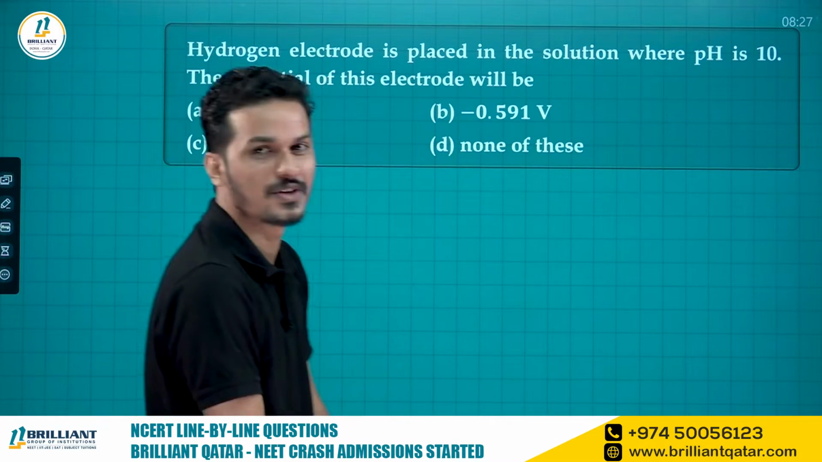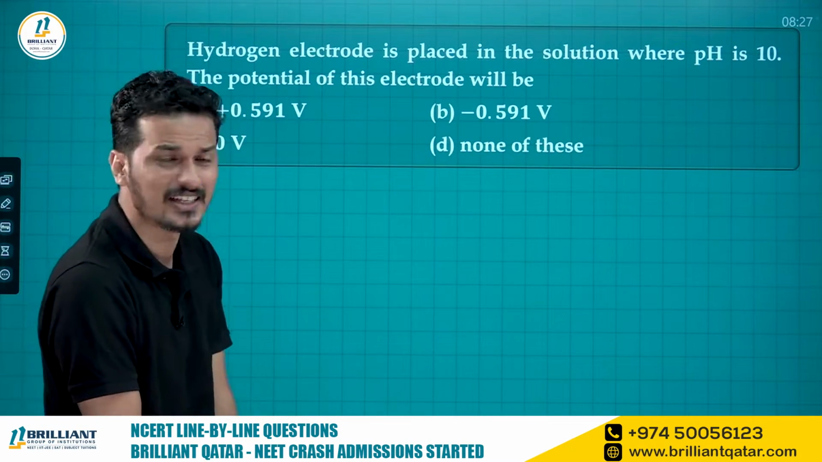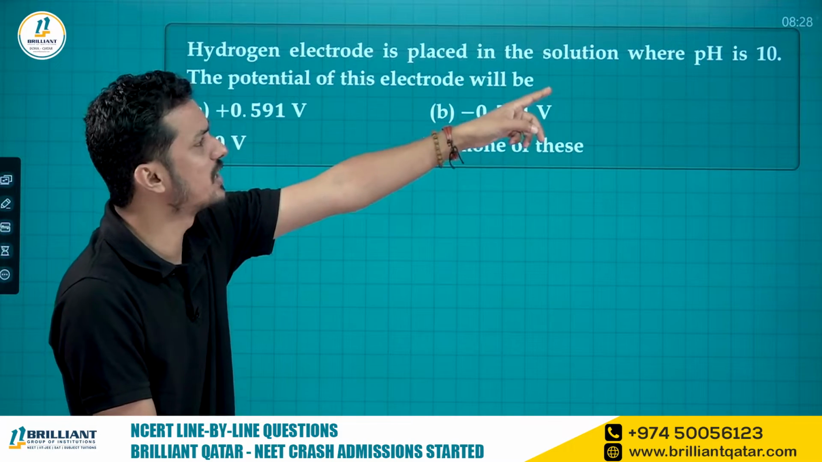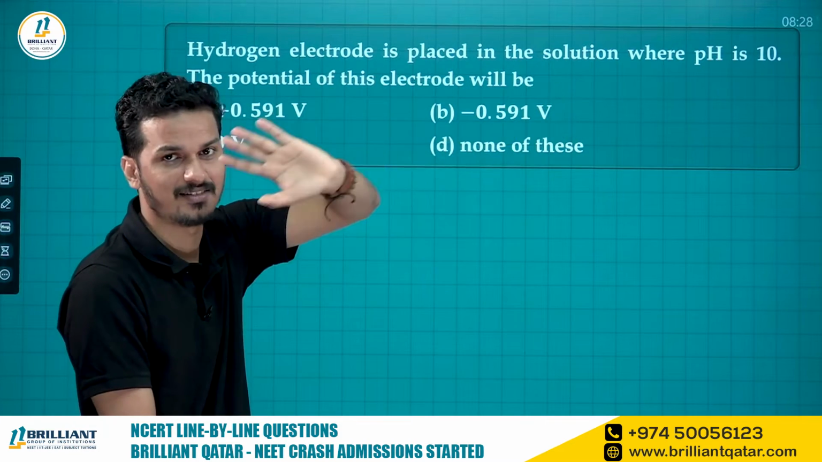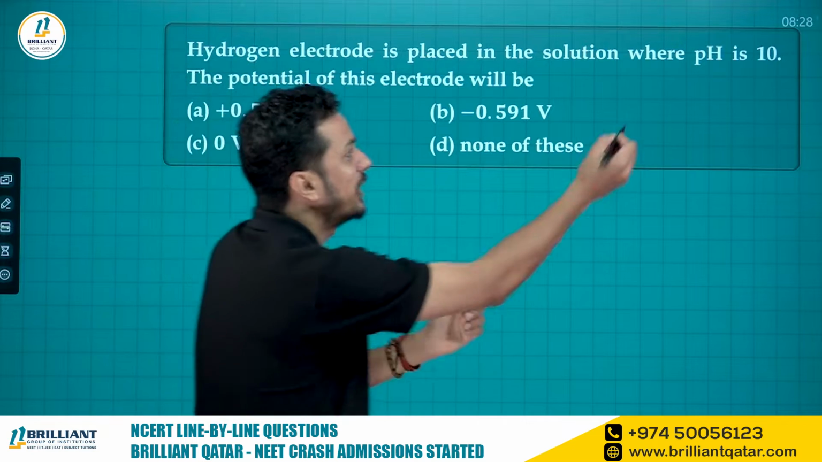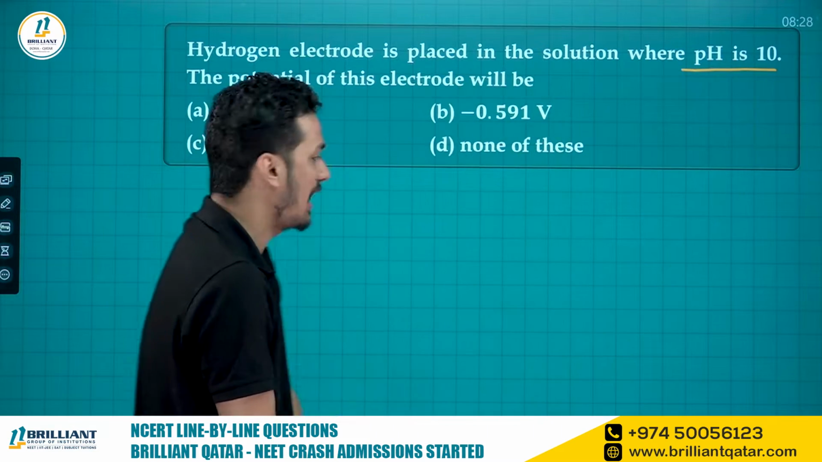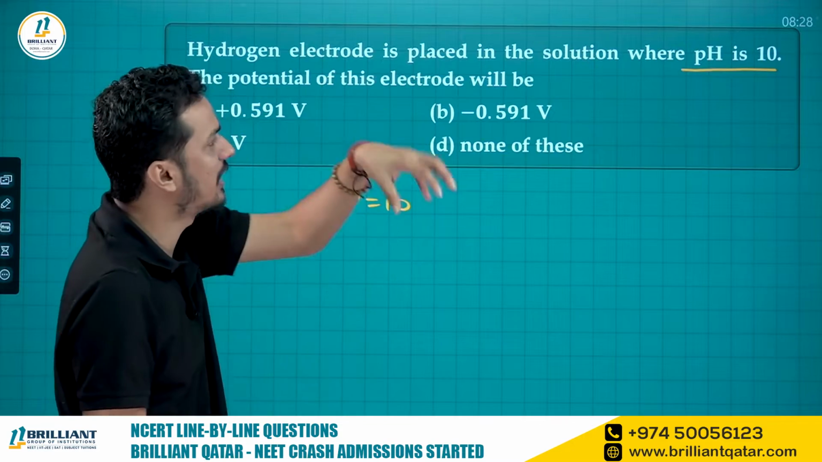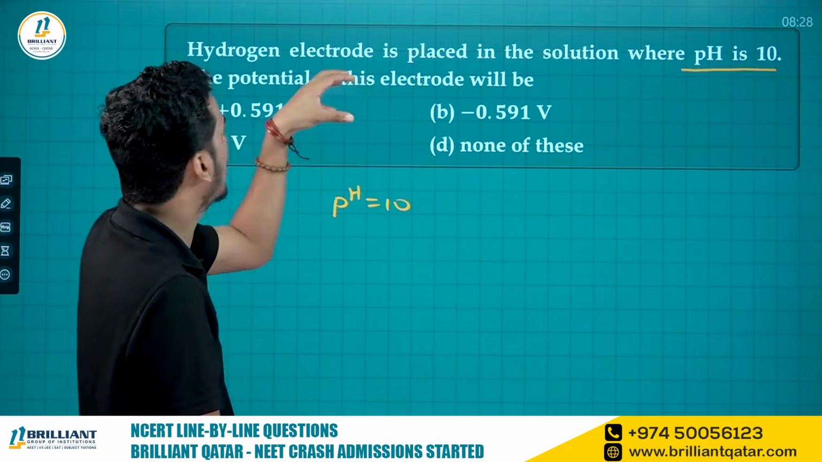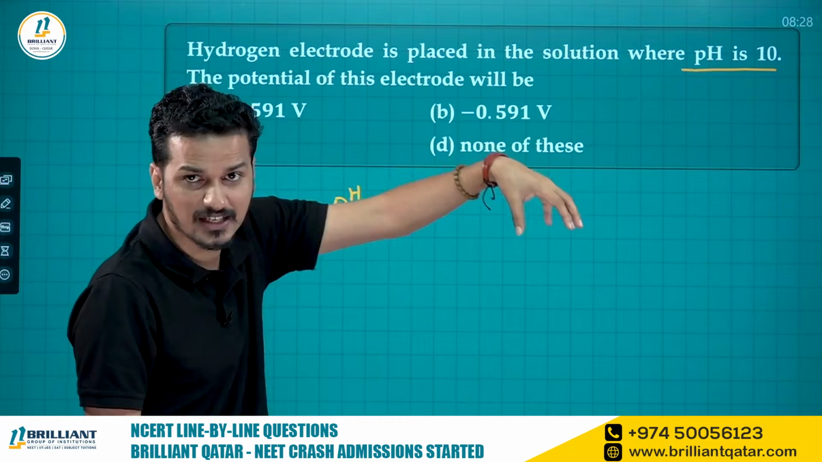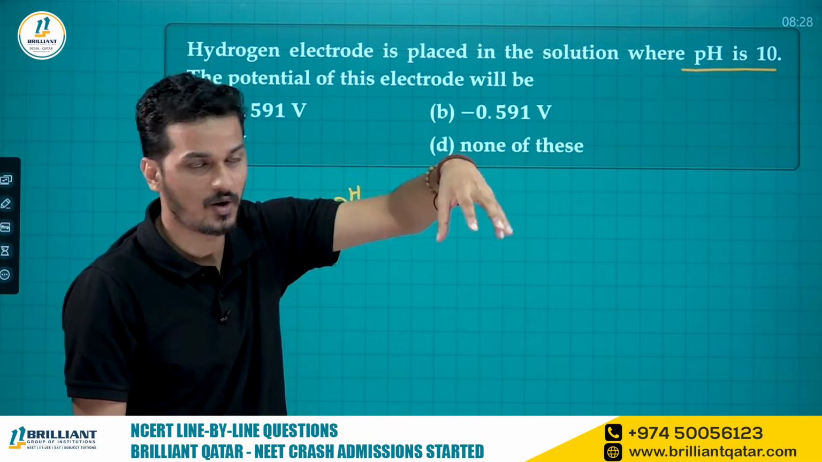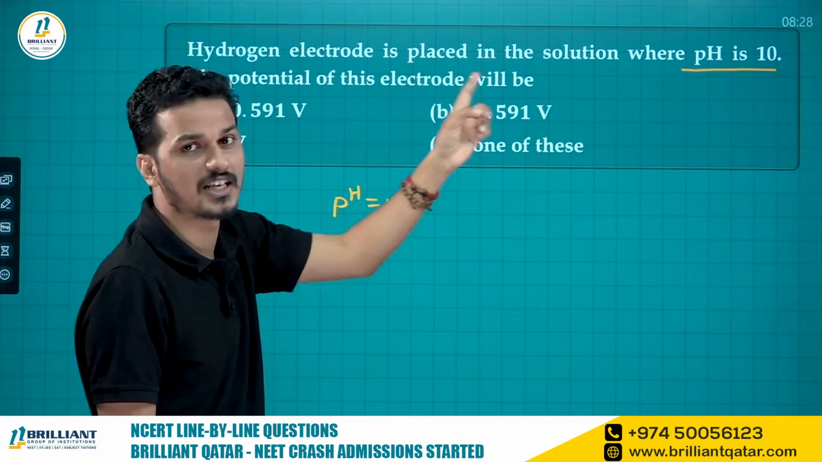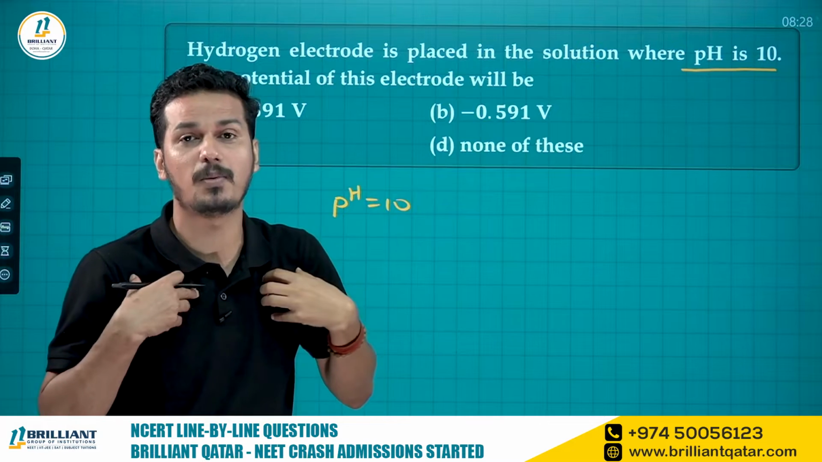This is the next question. What's the question? A hydrogen electrode is placed in a solution where pH is 10. They have given pH equal to 10. You are keeping a hydrogen electrode in a solution of pH 10, and the potential of this electrode will be... you have to remember one formula.